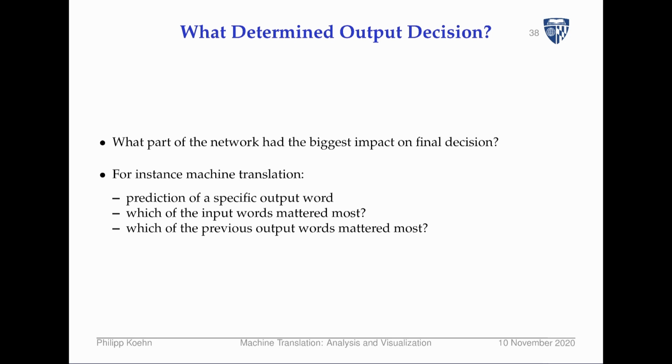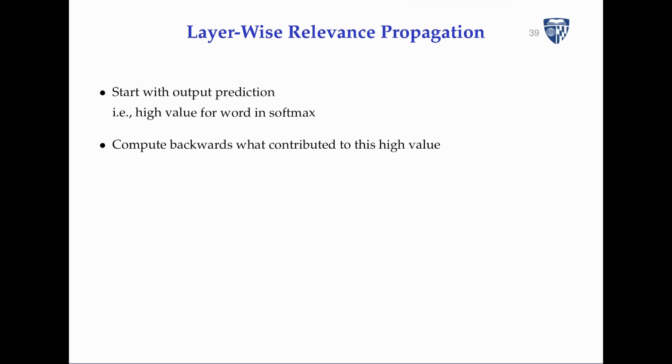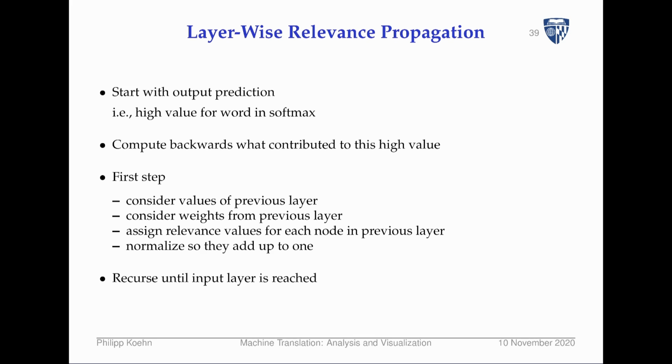So what part of the network has the biggest impact for the final decision of predicting a particular word? In machine translation, this means prediction of a specific output word, and the question is which of the input words matter the most and which of the previous output words matter the most. We start here with the output prediction, the high value that's given for the word in the softmax, and then compute backwards what contributed to this high value.